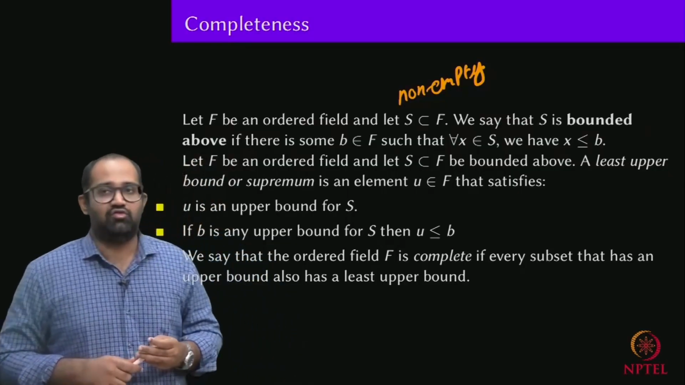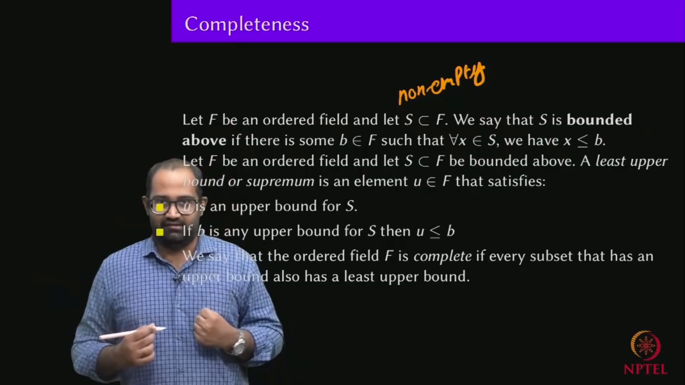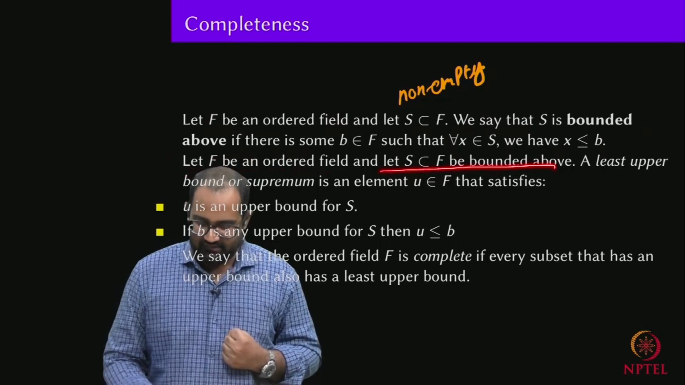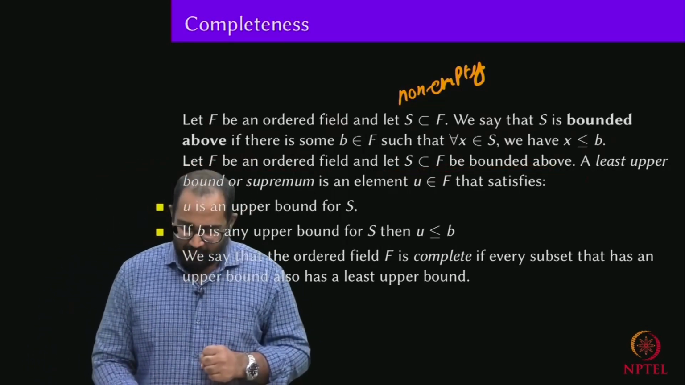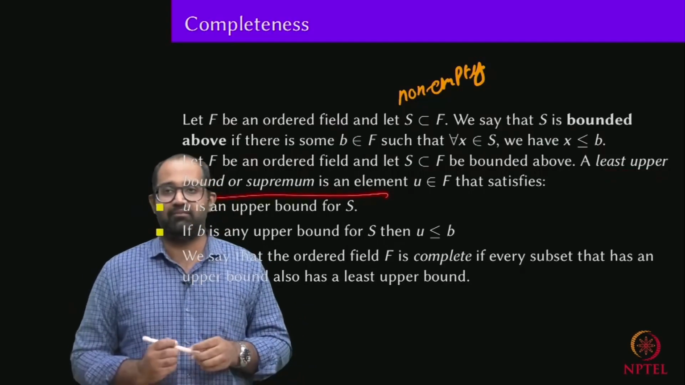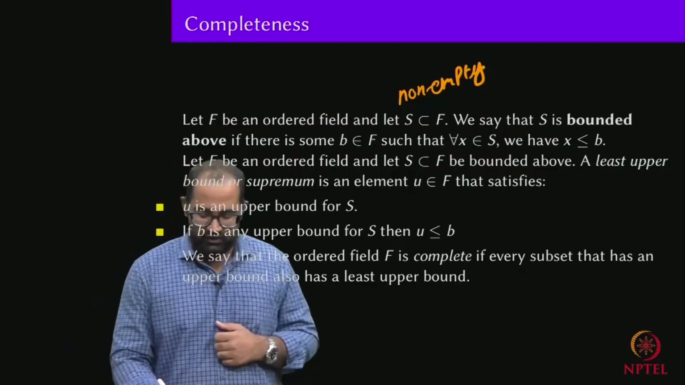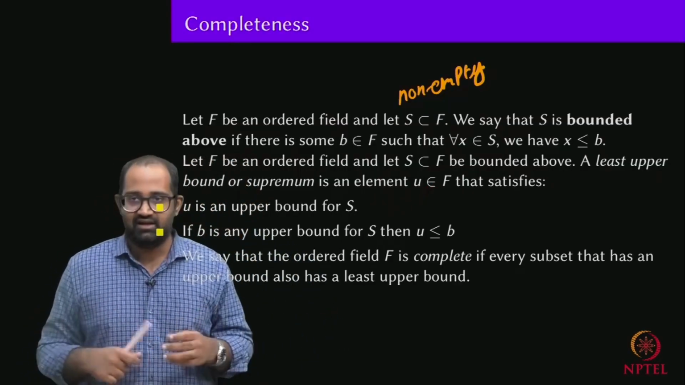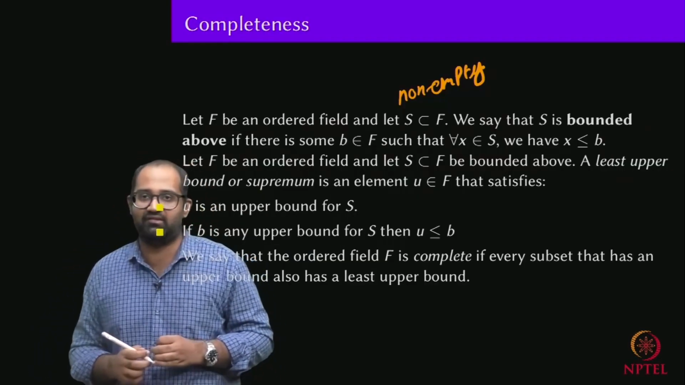Okay. So, now I am going to describe what completeness is. Start with an ordered field and a set S that is bounded above. A least upper bound or supremum is an element that has two properties. First of all, it should be an upper bound. I mean, it's called a least upper bound. It's something like GCD. So, first of all, it should be an upper bound. Otherwise, calling it the least upper bound is crazy.